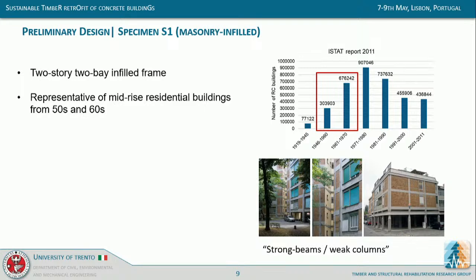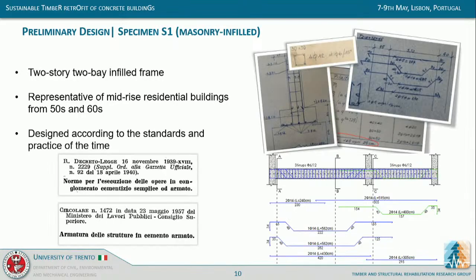And it's intended to be representative of frames from the 50s and 60s, which are two decades that are quite relevant, especially for Italy, because in that period we experienced a 12-fold increase in the number of reinforced concrete masonry-filled frames, from 70,000 more or less to almost 1 million buildings, which are typically characterized by this scenario of having strong beams and weak columns because of the detailing mainly focused, well, I'd say exclusively, on vertical gravity loads.